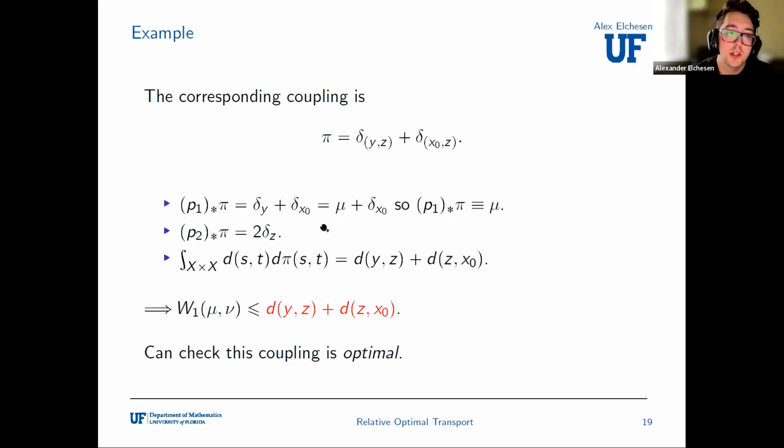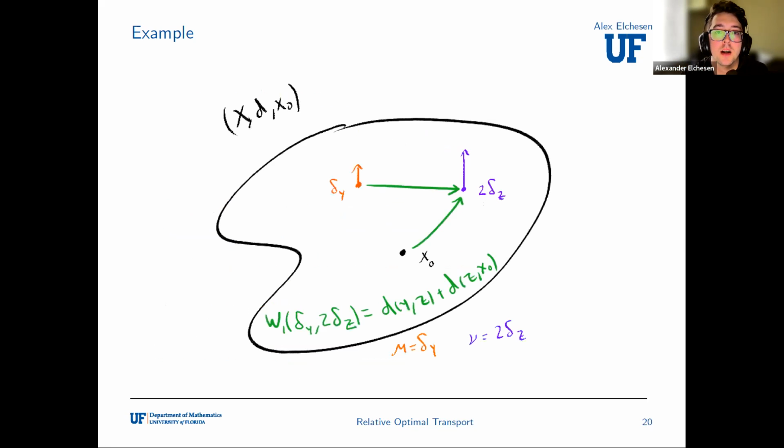And then the second marginal turns out to be nu on the nose. And now if you look at the cost of this coupling, it is exactly the distance from y to z plus the distance of z to x naught. And so the relative one Wasserstein distance is at most this quantity. And you can actually check that this is optimal. It's not too hard to check, but I'll skip that for time. Yeah, so this is the optimal coupling. So this actually gives us the one Wasserstein distance.